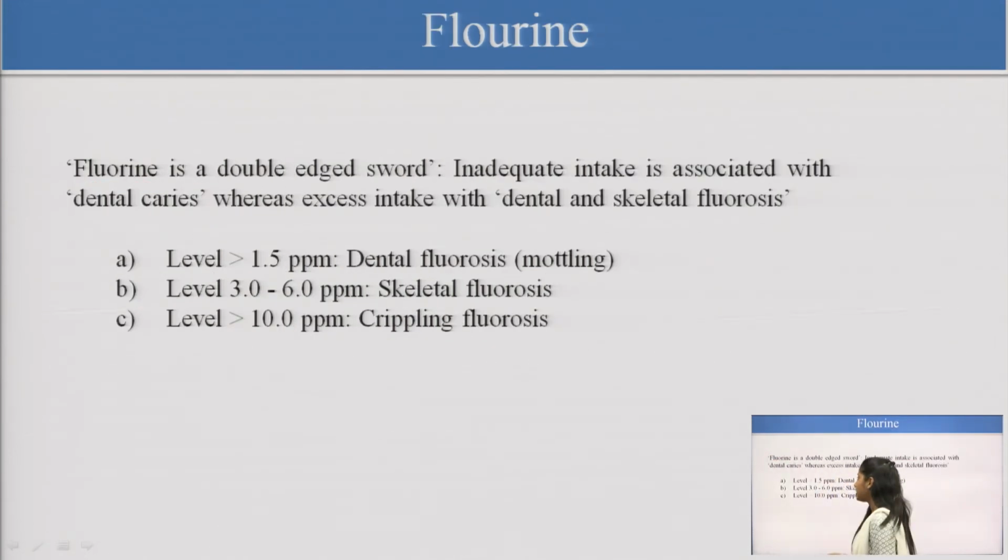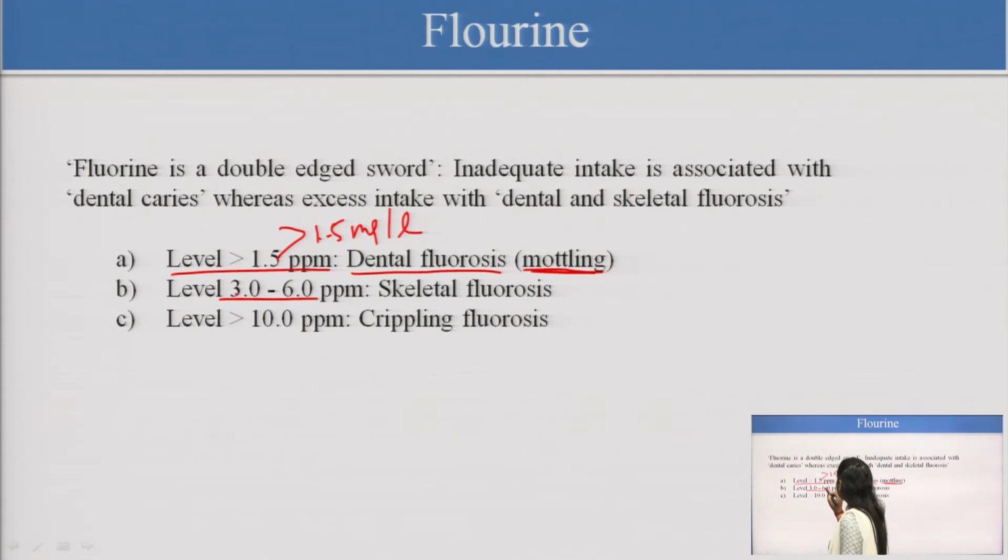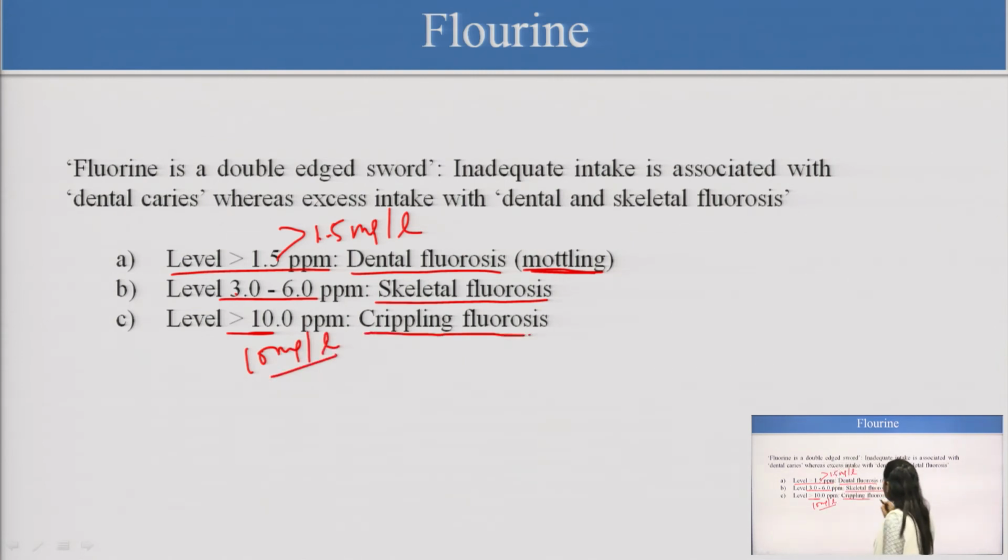Now if we are taking more fluorine, if the levels are more than 1.5 ppm, meaning 1.5 mg per liter, at that time what will happen? There will be a situation called dental fluorosis, discoloration of the teeth, that is mottling. Then at 3 to 6 mg per liter there will be an impact on the bones, so skeletal fluorosis. When the levels are more than 10 mg per liter, at that time what will happen? Crippling fluorosis. The person is not able to do daily activities, so daily activities are impacted here.